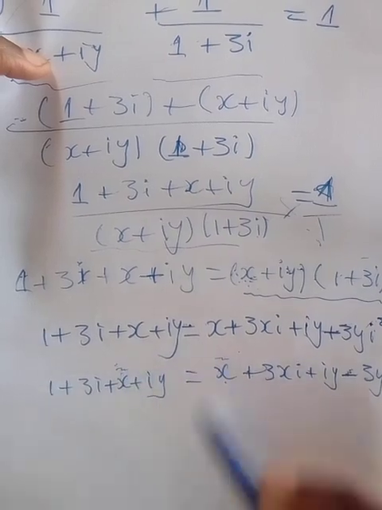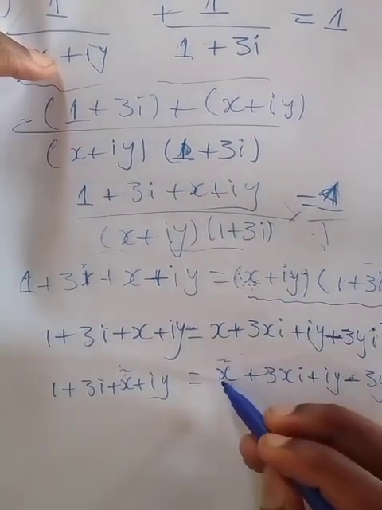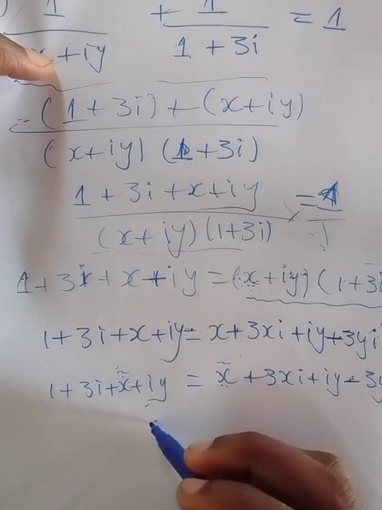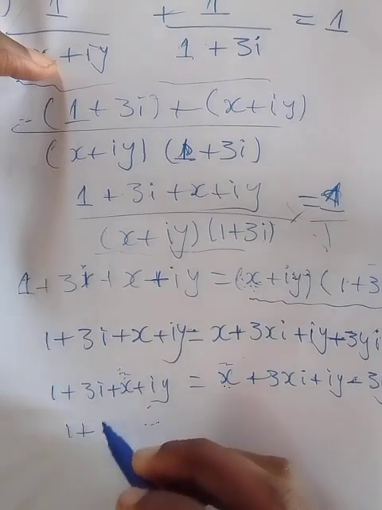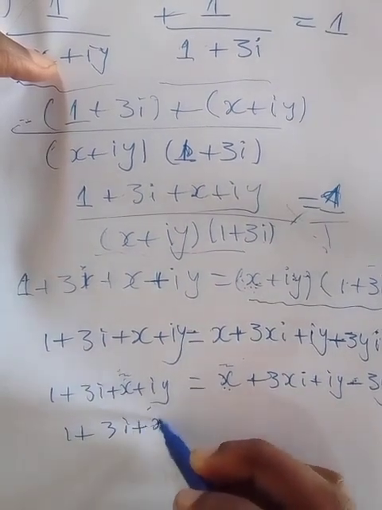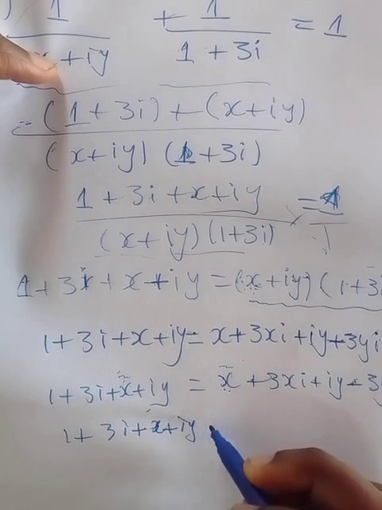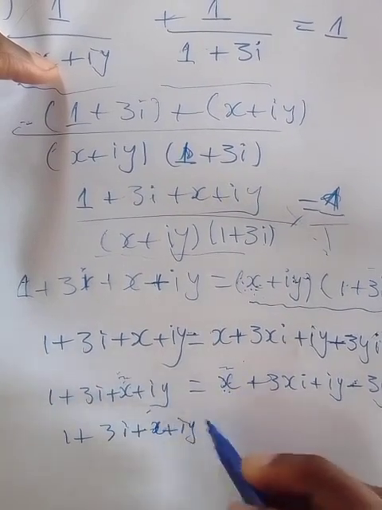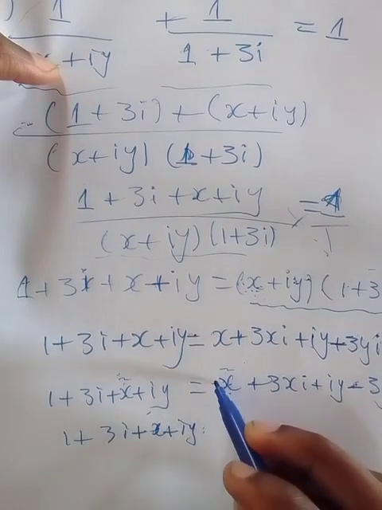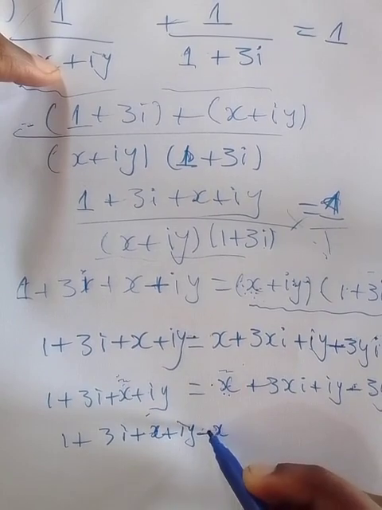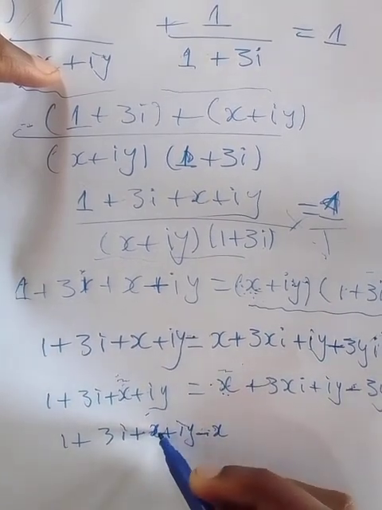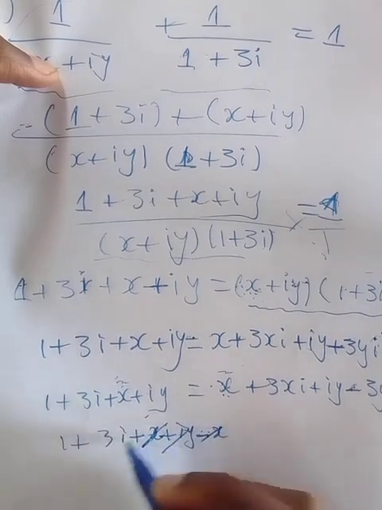Imagine this one goes on the other side. You have plus 3i plus x plus iy, and then you decided to take this one to the other side. Here it is positive, but when it goes on this side, it would be negative. So it would be negative x plus positive x. That will give you 0. So in short, if there is anything on this side and it is also on the other side, you just cancel it.